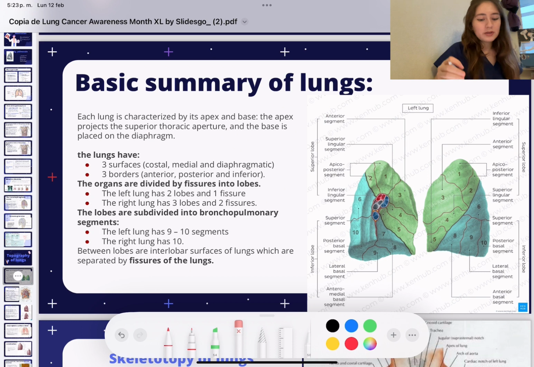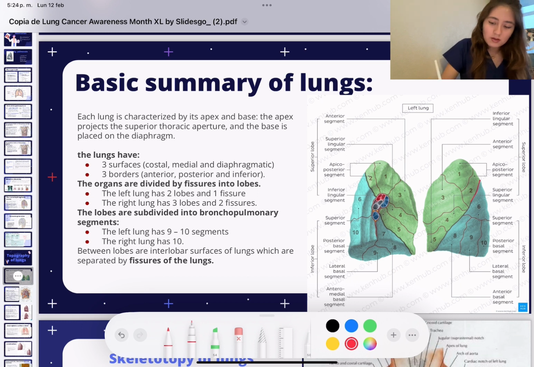The left lung will have the oblique fissure, and the right lung will have the oblique and horizontal fissures. But this is the left lung. The lobes are divided into bronchopulmonary segments. The left has 9 to 10 and the right has 10. Between lobes are interlobular surfaces, which are separated by fissures of the lungs.